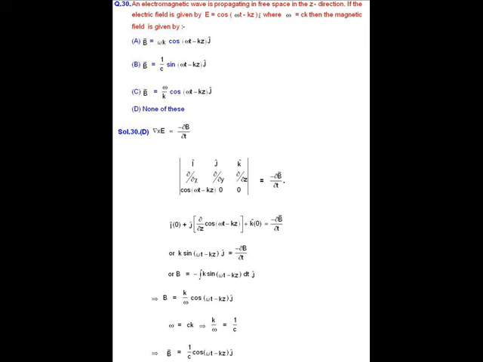According to the question, the component of electric field along the x direction is cos(omega t minus kz), and the components of electric field along the y direction and z direction are 0. By putting the values of electric field components in the determinant, we will get minus del B over del t. Again, by integrating, we will get B vector equal to k by omega cos(omega t minus kz) along the y direction. It means option D is correct.